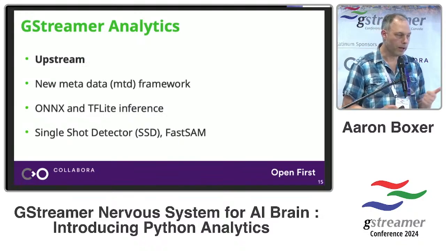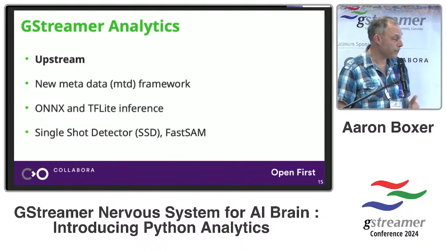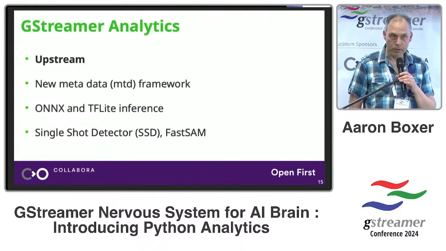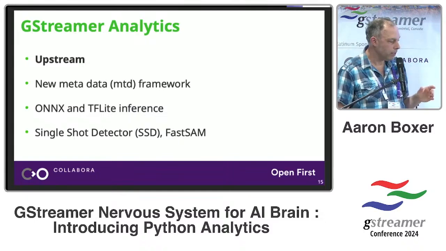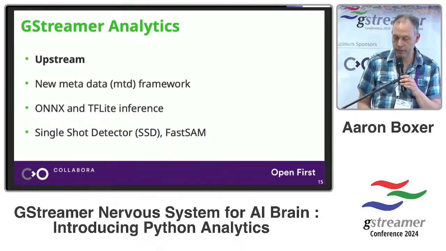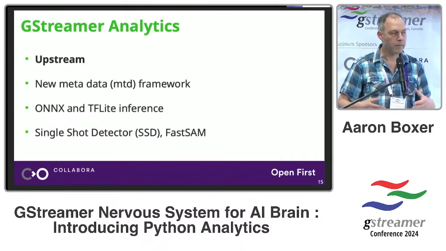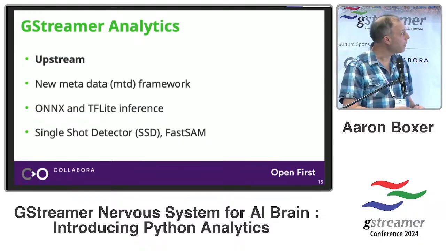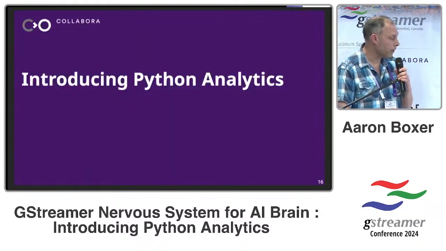We've also integrated ONNX and TF Lite inference into GStreamer, and we support a couple of models. There's the SSD model for object detection. We have FastSAM for segmentation. But as you can see, there isn't a lot of upstream support for different models. And so this year we investigated how to integrate more models into GStreamer, a different approach that's complementary to the existing one. And that's what we call Python analytics.